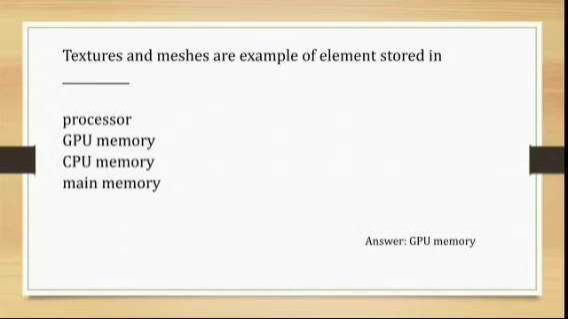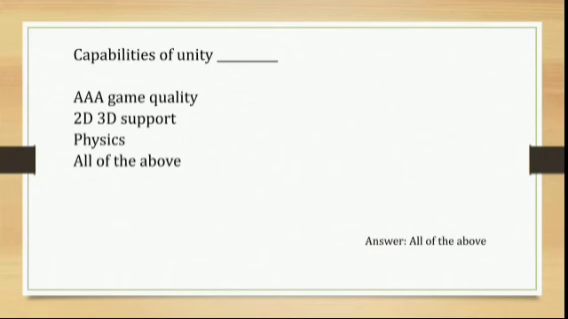As Unity is the engine, it has its own memory. That means it has its own graphics processing memory, so it can't be RAM. And the CPU also uses RAM as its memory, so neither the CPU memory, which is the RAM only, nor main memory, which is also the RAM, is the answer. The answer is GPU memory.